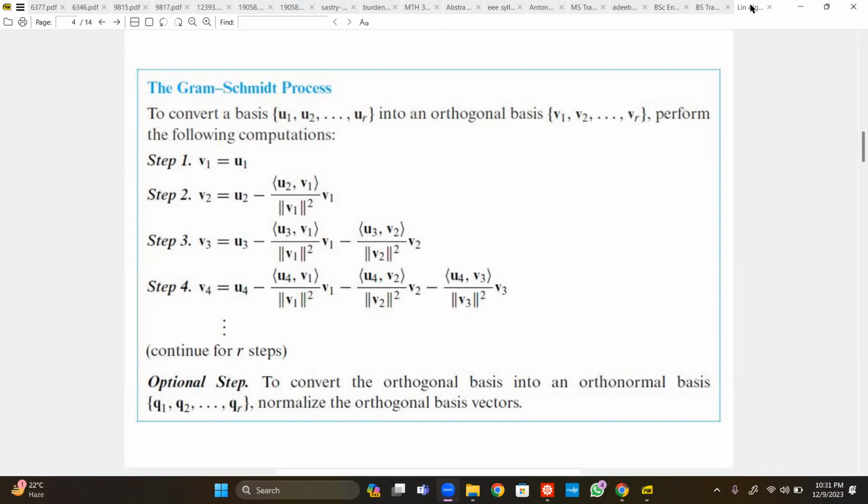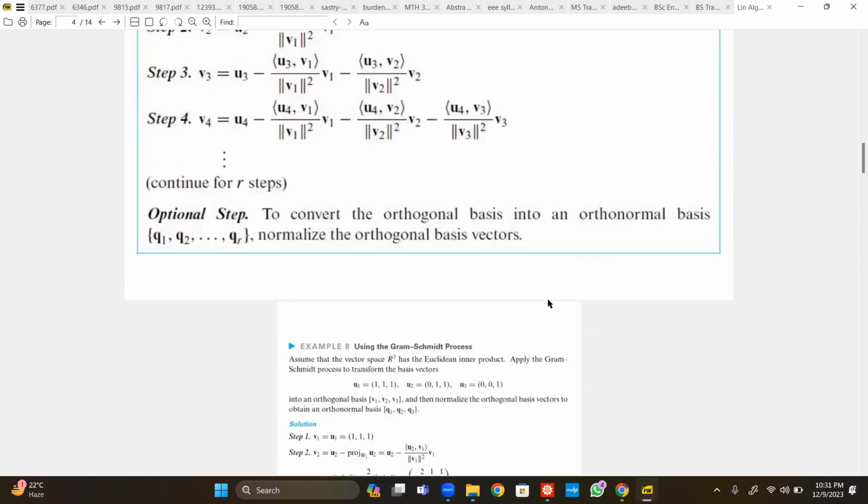And how do we normalize vectors? We just divide the vectors by their magnitude. And for our lecture today, we are going to denote the orthogonal basis vectors by VI and orthonormal basis vectors by QI. This is the symbol we are going to use throughout today's lecture, whenever I use them.